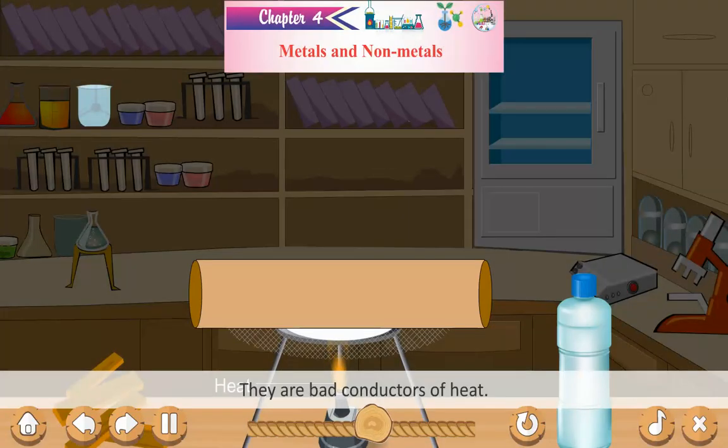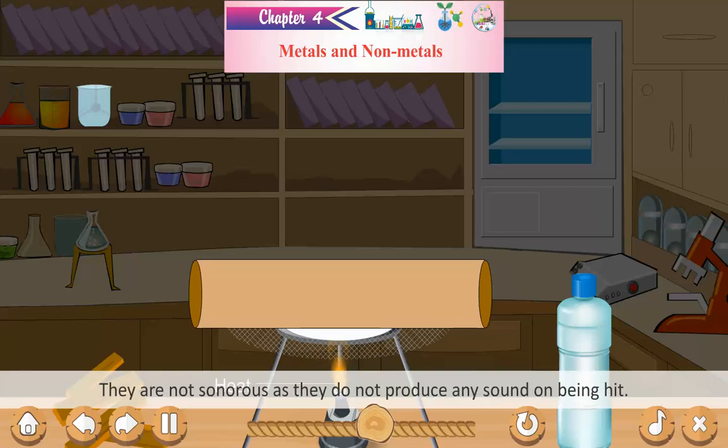They are bad conductors of heat. They are bad conductors of electricity except graphite. They are not sonorous as they do not produce any sound on being hit.